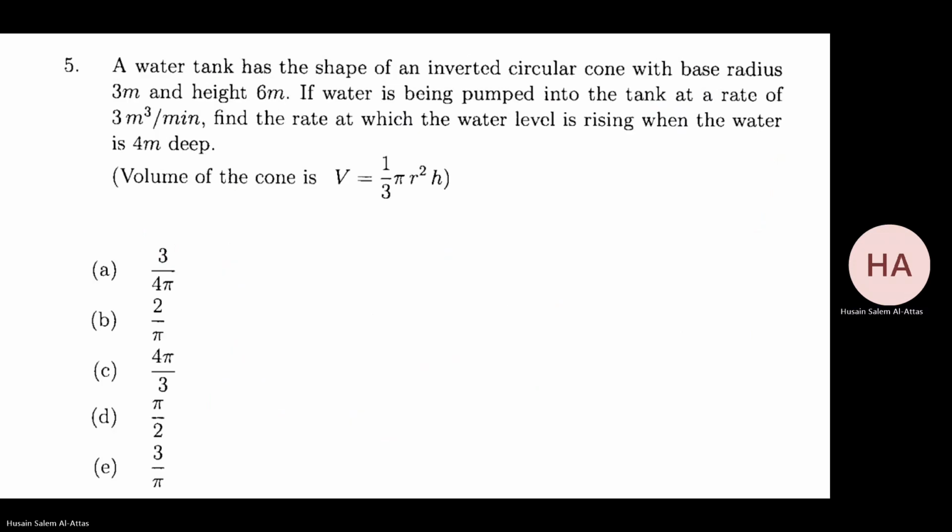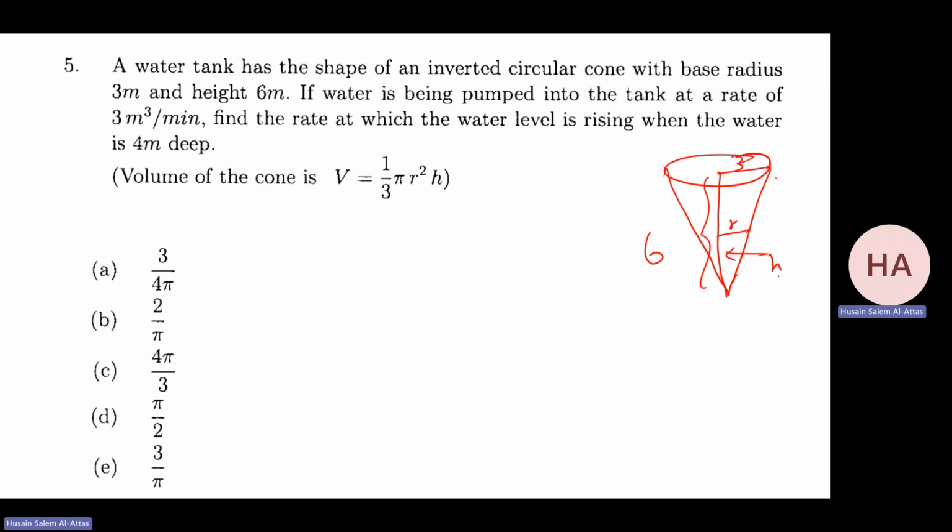Next one. A water tank is an inverted circular cone with the base radius and height as given. The water is being pumped at the rate of 3 meters cubed per minute. It's the same as this one, but instead of 5, I have 3. So let me do it. Cone. Let me do it quickly. This is R. This is 3. This is 6. This is H. So I have 3 over 6 equal R over H. So R equals half H.